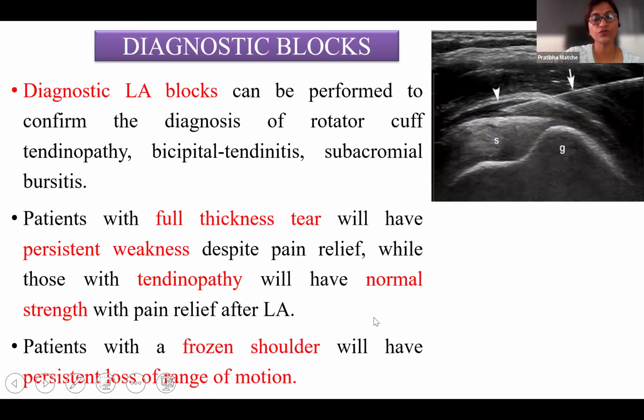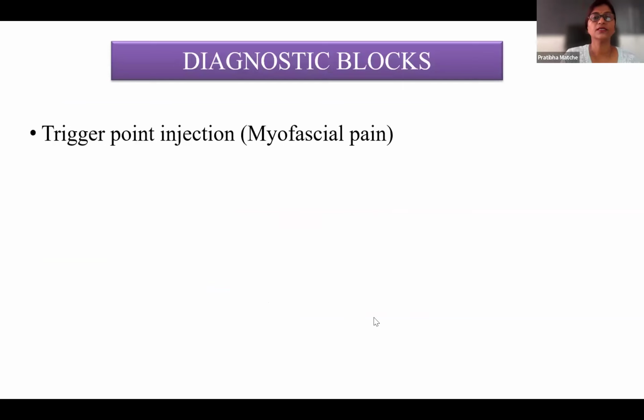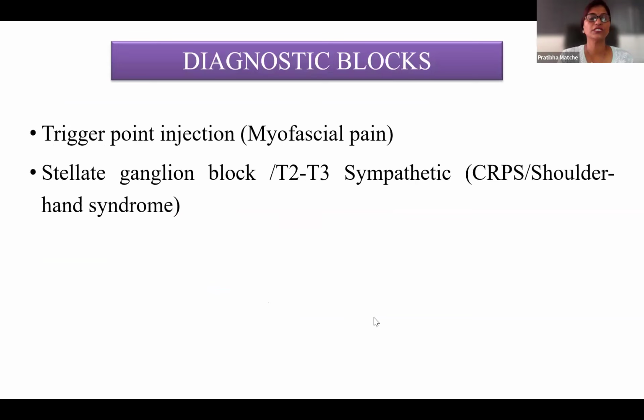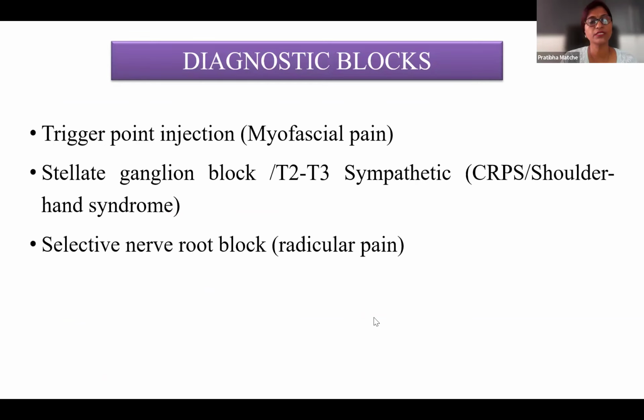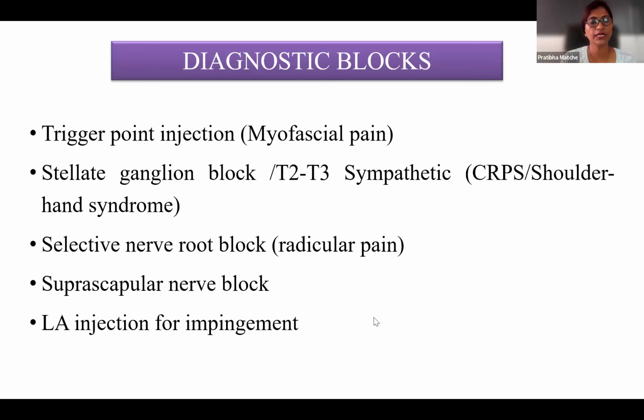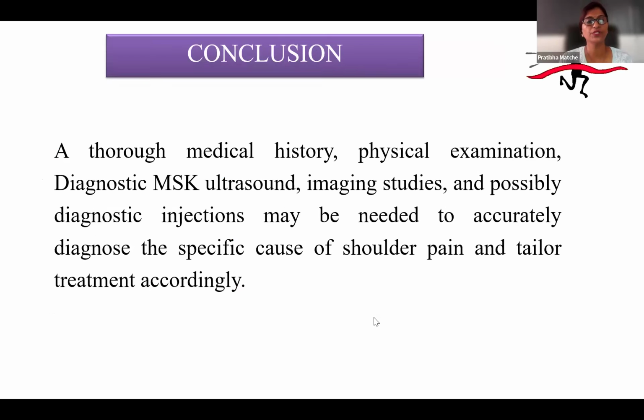And patients with frozen shoulder will have persistent loss of range of movements after the local anesthetic. Another few diagnostic blocks which could be used for other pathologies are trigger point injection for myofascial pain, stellate ganglion block and T2, T3 sympathetic block for CRPS, selective nerve root block for the radicular pain, suprascapular nerve block for the entrapment, and local anesthetic injection for impingement.